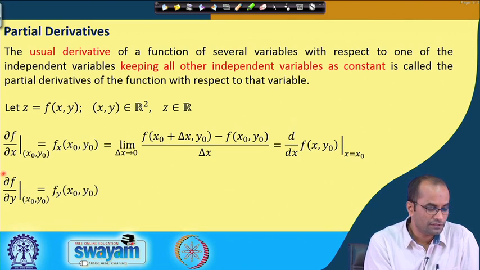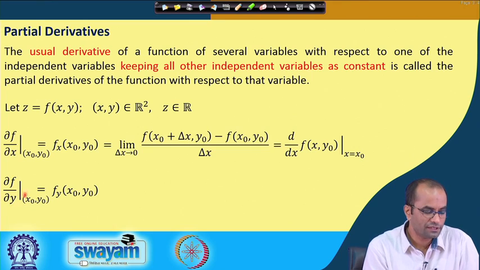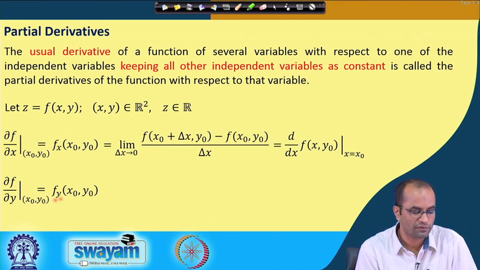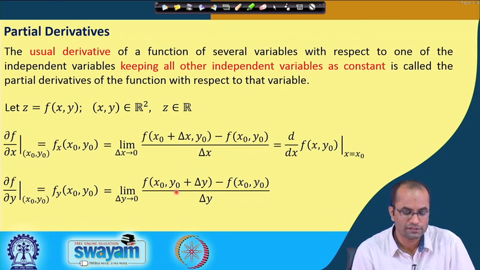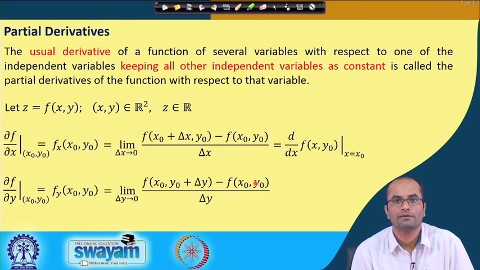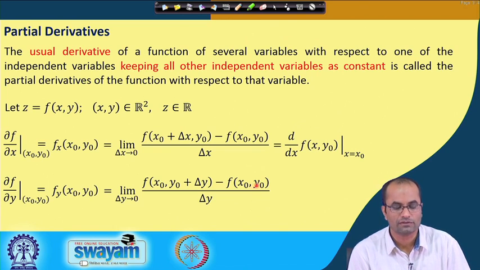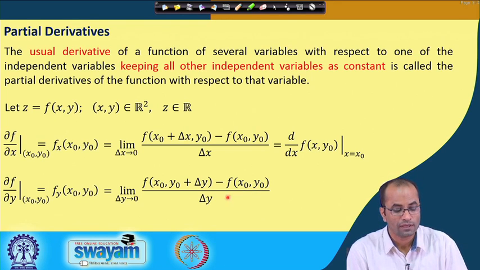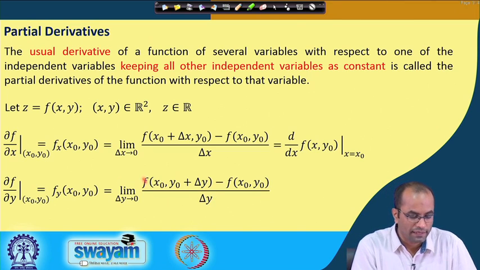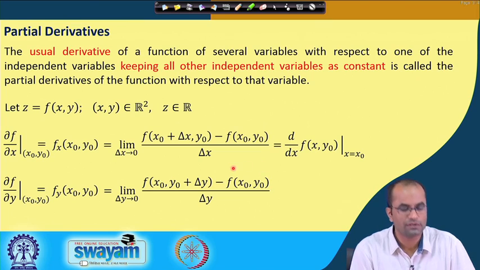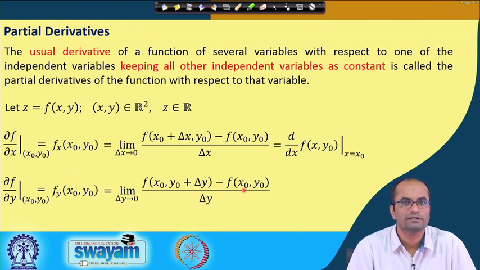Similarly, for the derivative of f with respect to y at the point (x0, y0), because we are taking the derivative with respect to y, in that fundamental definition now we will make an increment in the y0 argument. So, here y0 plus delta y, minus the function value of f at (x0, y0), and here divided by delta y, and again if this limit exists we say that the partial derivative exists.